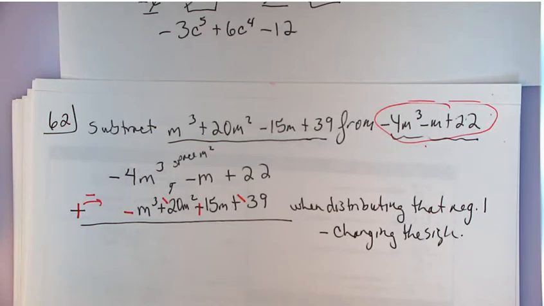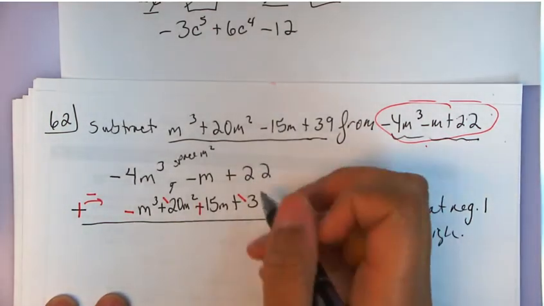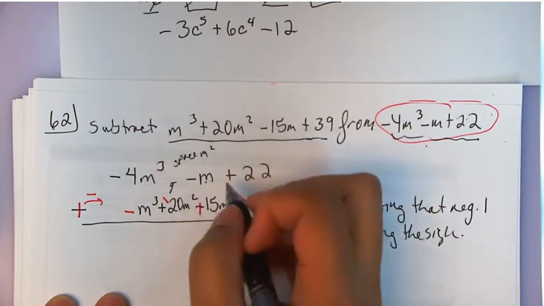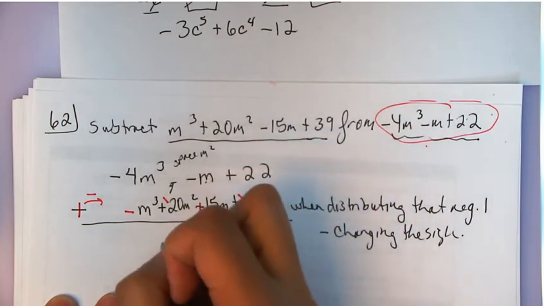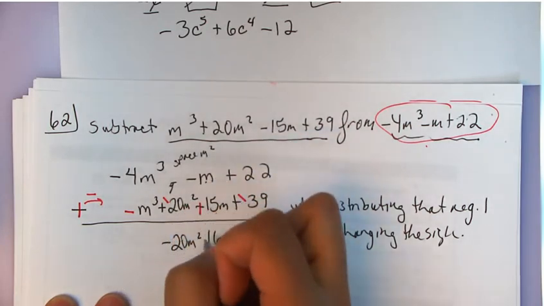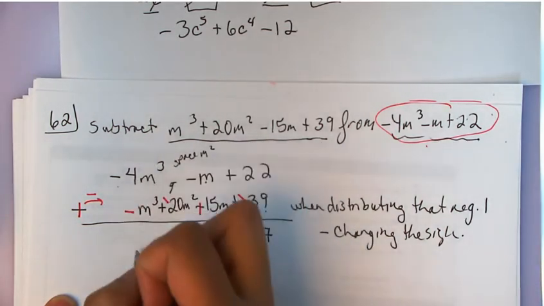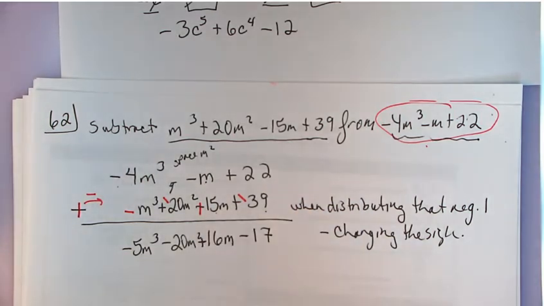So now that everything's lined up, it looks like the Leaning Tower of Pisa, but we can handle it. Let's go to work. What's 22 and a negative 39? Well, that's a negative 17. Negative m and a plus 15m, that's 16m. Nothing and a negative 20m squared is a minus 20m squared. Oops, that's a plus 16m, sorry. And negative 4m cubed and a minus m cubed is a negative 5m cubed. And guess what? I am now done. A lot of times you can do this from left to right and it makes it a whole lot easier when you're writing it out. But it's up to you.